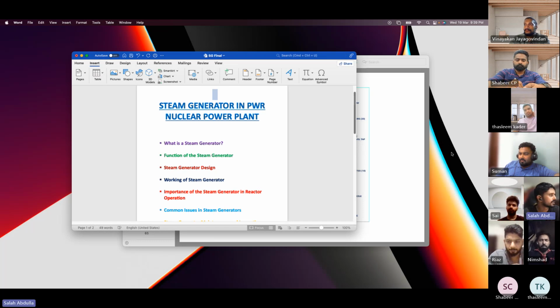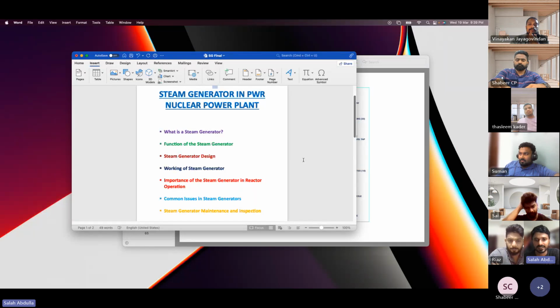And the last one, steam generator maintenance and inspection. Usually there are three main types of maintenance and inspection, like chemical cleaning. We know there is a steam generator blowdown process also occurring during operation periods. It removes the sludge and deposits to maintain efficiency. And through plugging, the damaged tubes are plugged to prevent leakage without removing the entire steam generator.